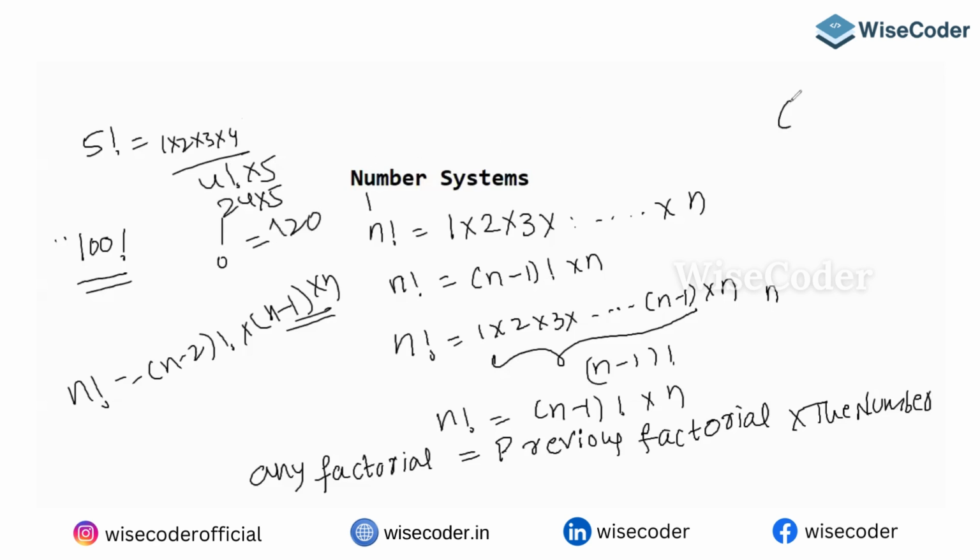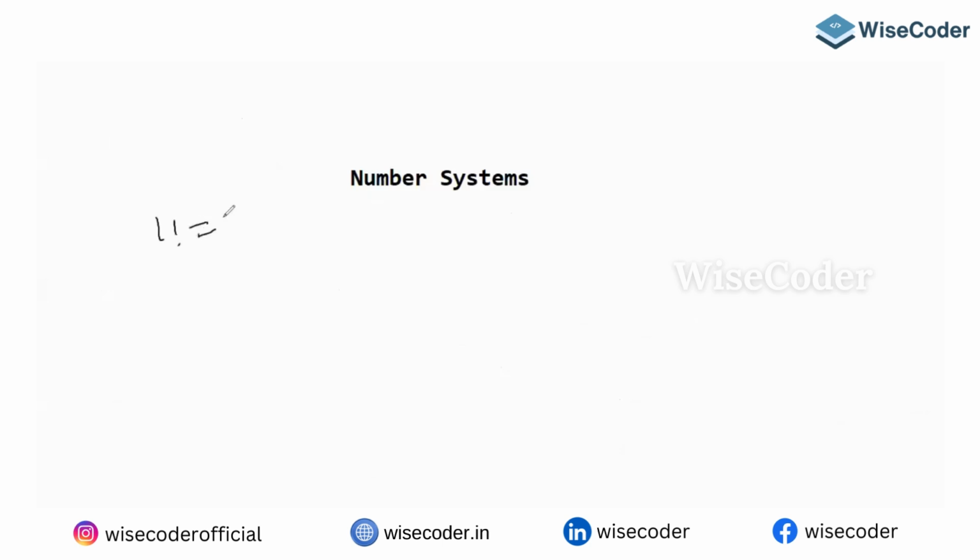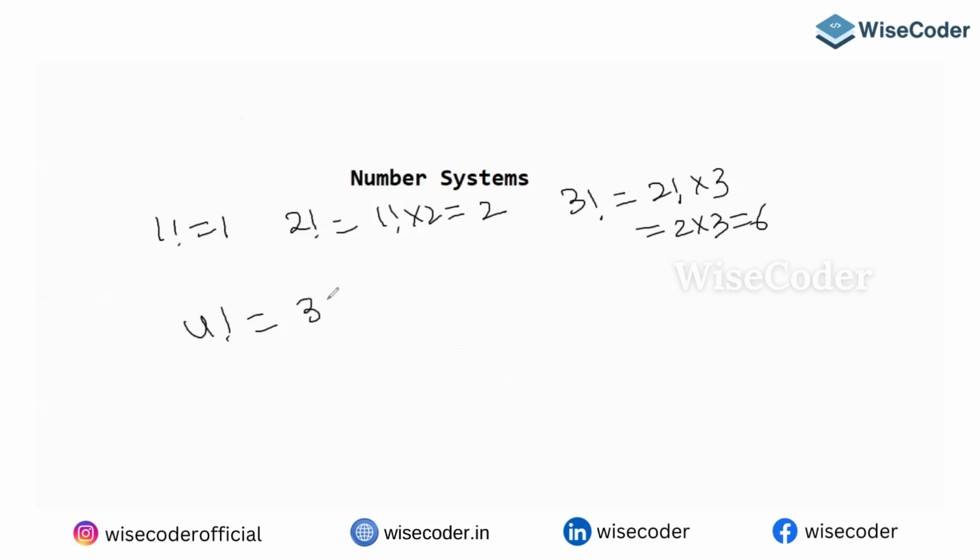120. If you want 6 factorial, first you should know all the previous factorials. What is 1 factorial? 1. What is 2 factorial? 1 factorial into 2, that means 2. If you want 3 factorial, it's 2 factorial into 3. What is 2 factorial? 2. 2 into 3 is 6. 4 factorial means 3 factorial into 4. What is 3 factorial? 6 into 4, 24. 5 factorial means what?